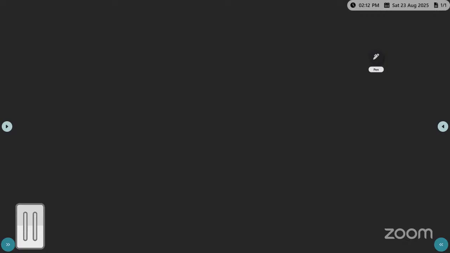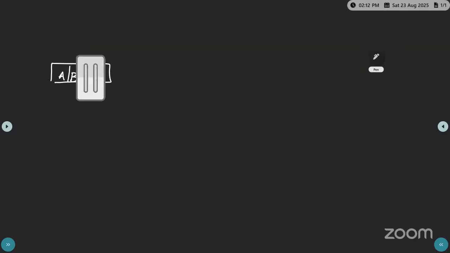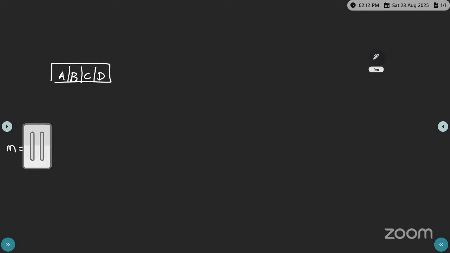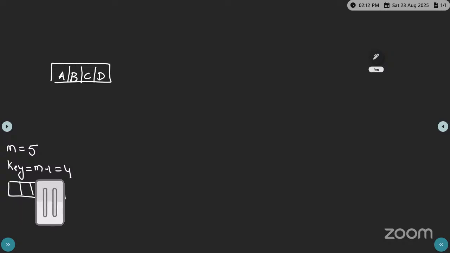Can I insert once again? A, B, C, and D. Any problem till now? Up to D? M equal to what? 5. And the key value is M minus 1 equals 4, which is the maximum number of elements: K1, K2, K3 and K4.